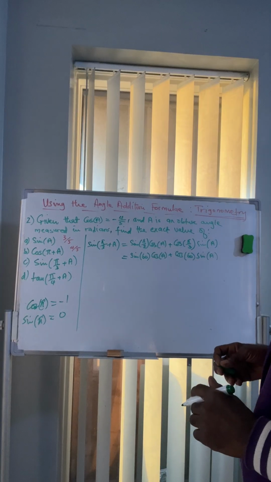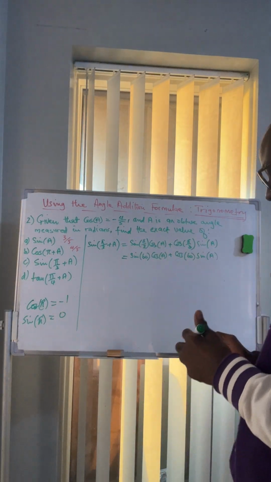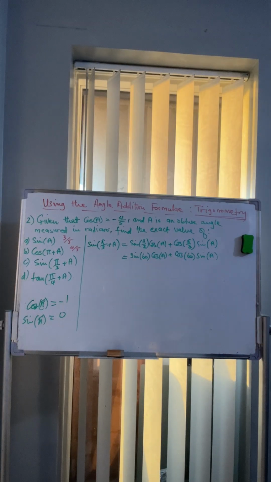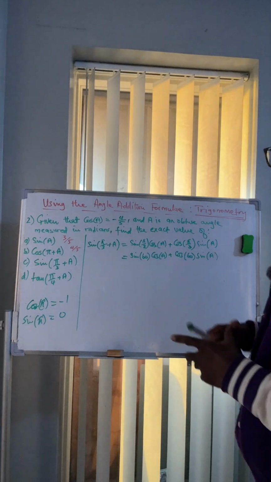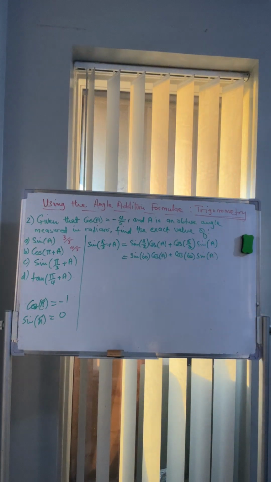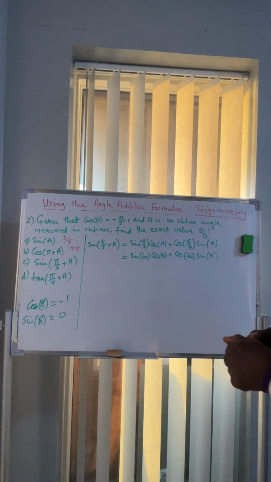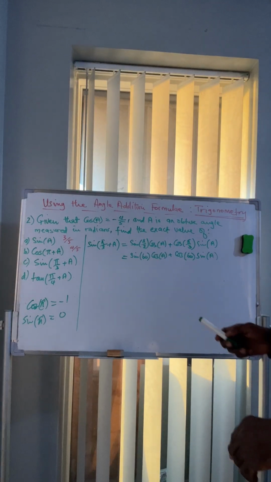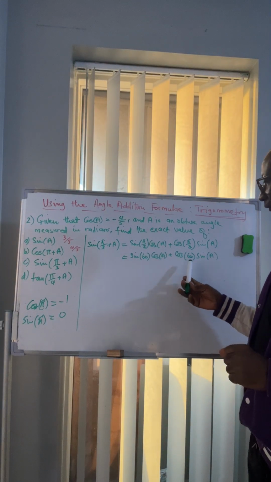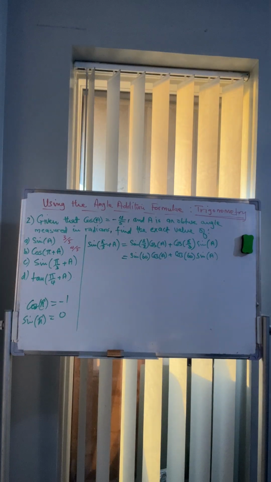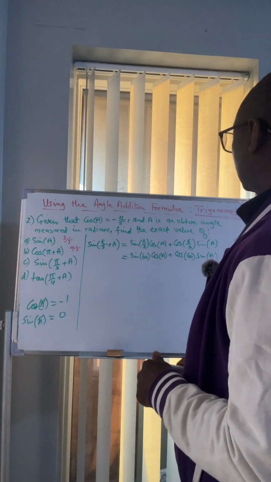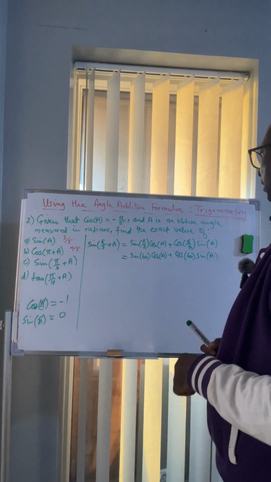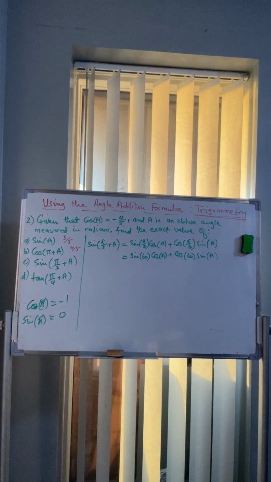Don't forget, we are told that A is obtuse. So it's greater than 90 but less than 180. Now, the problem is being simplified. From our trigonometric functions, we know the exact value of sine 60. We know the exact value of cos 60. All we need to find now is sine A, because cos A is already given to us as minus 4 all over 5.